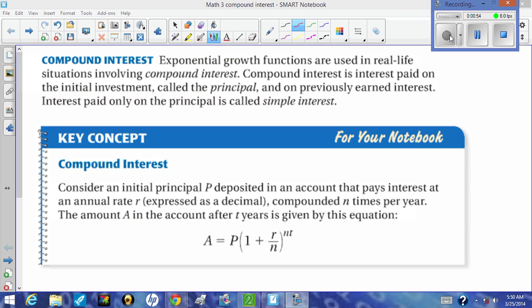All right, so here's the key concept. Go ahead and pause the video and write down the formula in your notes. Make sure you identify all the variables, the A, the P, the R, the N, and the T. And when you're done, go ahead and start the video.